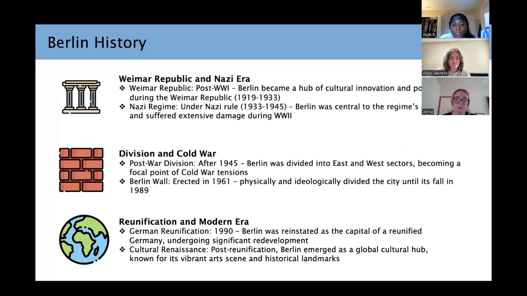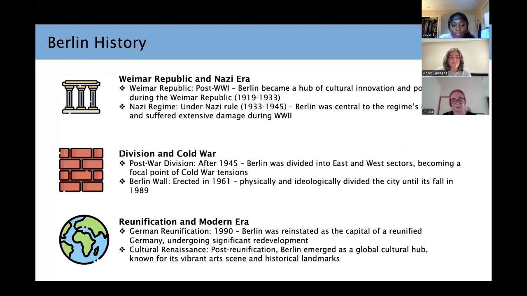Finally is the reunification and modern era. In 1990, there was the German reunification, where Berlin was reinstated as the capital of a reunified Germany undergoing significant redevelopment. The Cultural Renaissance, which was post reunification, Berlin emerged as a global cultural hub known for its vibrant art scene and historical landmarks.